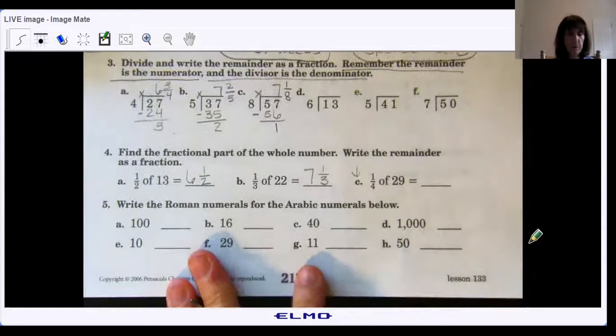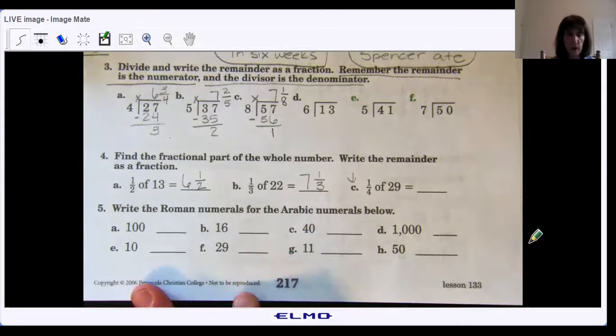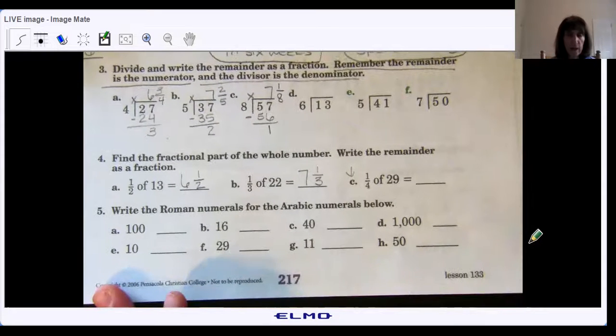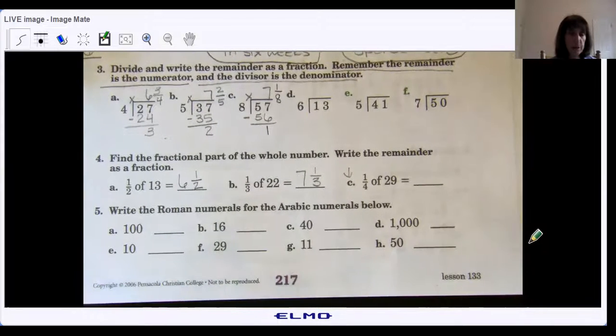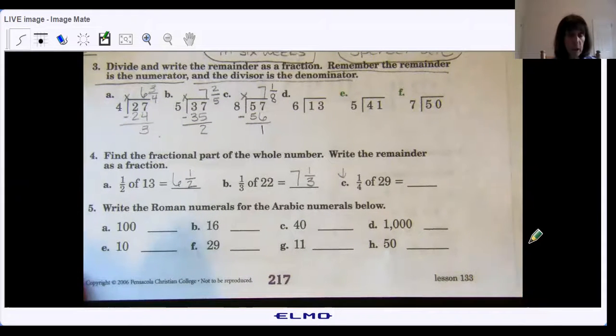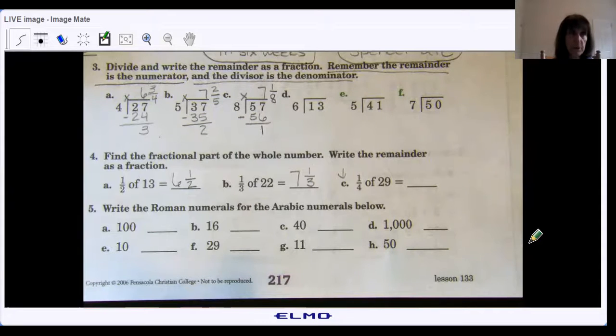Roman numerals. Everybody remember the little video we watched on Wednesday? Write the Roman numerals for the Arabic numerals below. Remember, the Arabic numbers are the numbers that we normally write, the digits we normally write. Roman numerals are letters. Okay, remember we have 1 or I for the 1, and V is 5, and 10 is X, and 50 is L, 100 is C.